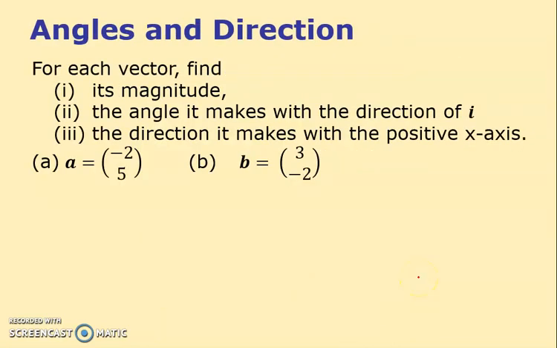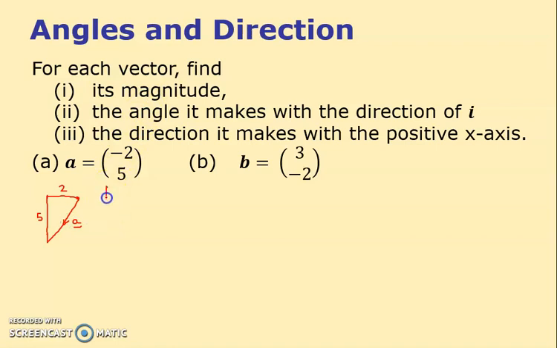Angles, very much like what we were just doing. So I've got a equals minus 2, 5. So let's draw it first of all. a is 2 left because it's minus 2, and then 5 down. That's my vector, which I'm going to call a. And it says find its magnitude.